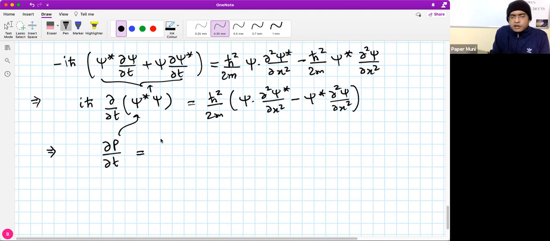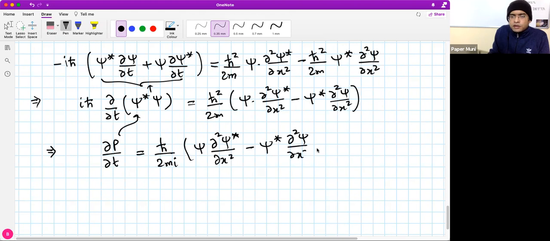Now rearranging this, we get this constant outside, and we have this situation. It's the same thing as the previous one, we're just writing it down. This term remains the same, just the constant changes outside this bracket. So you have this derivative with respect to x minus this psi star, and derivative with respect to x square.